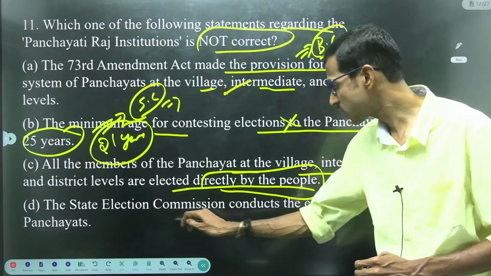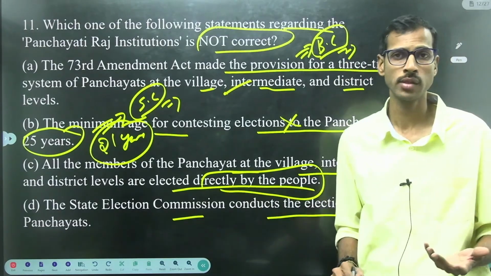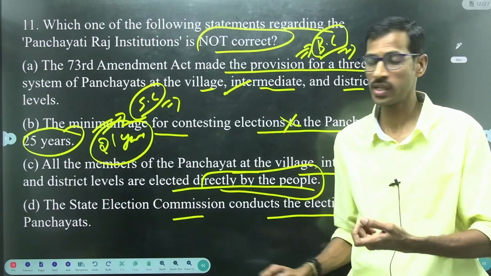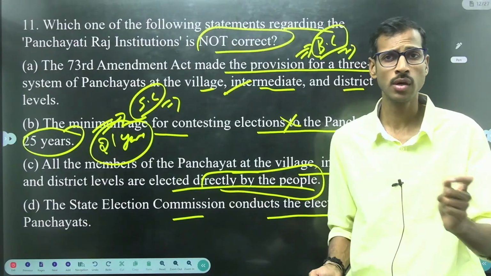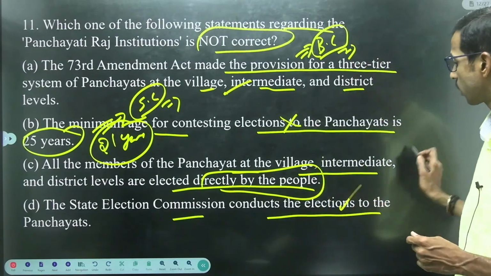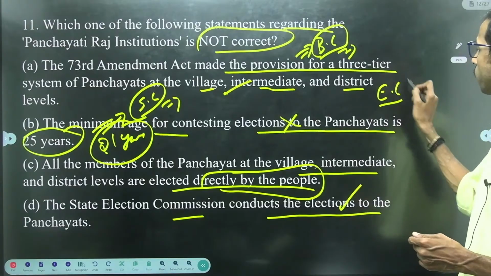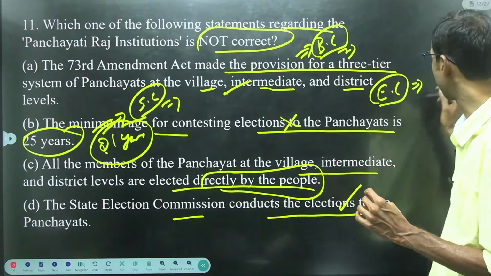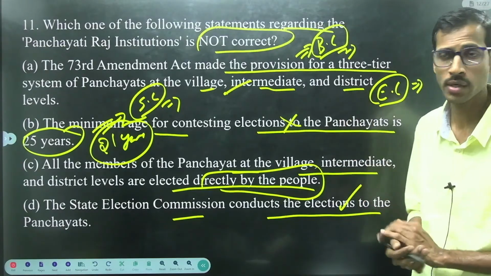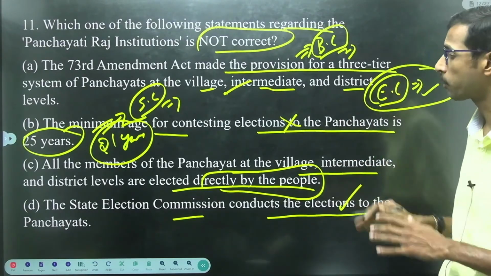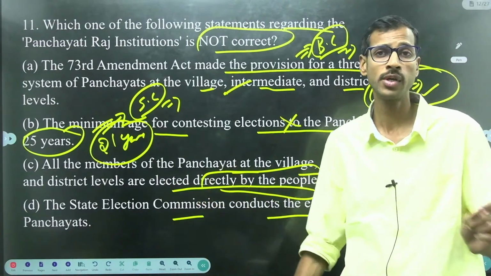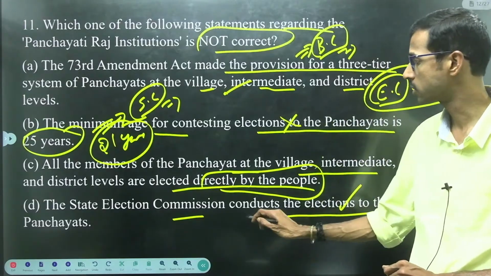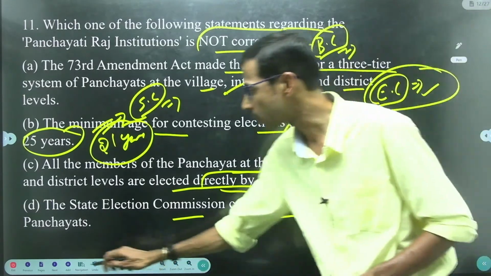So the State Election Commission conducts the elections to the panchayats, right? The State Election Commission has the role and responsibility to conduct elections for the panchayats and also municipalities. So this is also correct. The Central Election Commission will deal with the Lok Sabha elections and also Rajya Sabha elections. Apart from that, we have state elections, right? So State Election Commission is completely related to conducting elections of panchayats and municipalities. This is correct. Only B is the wrong one.